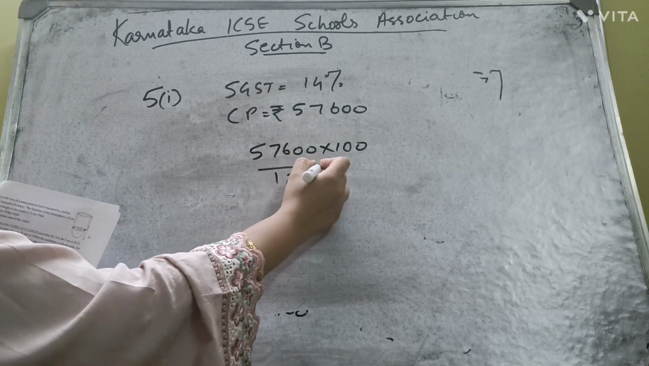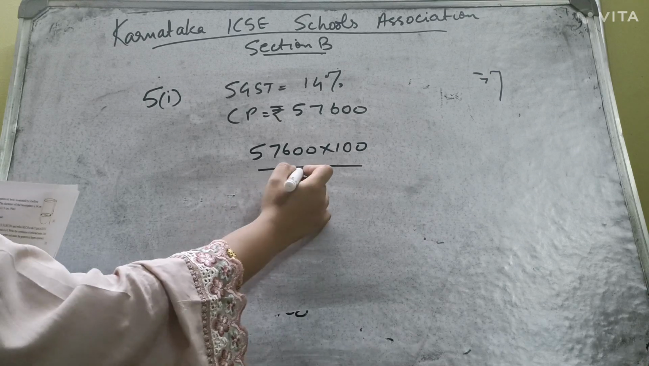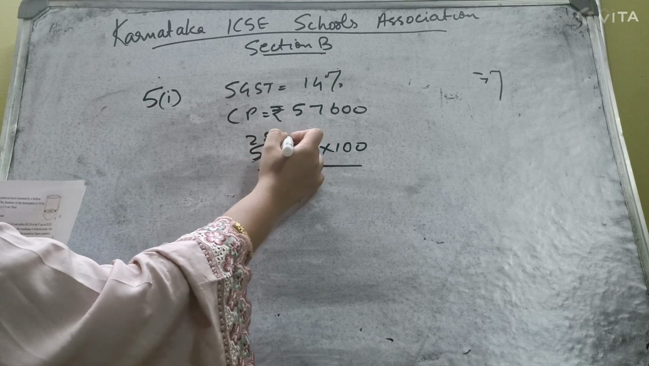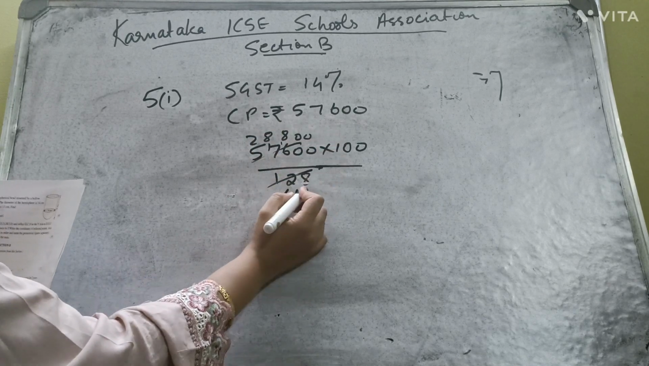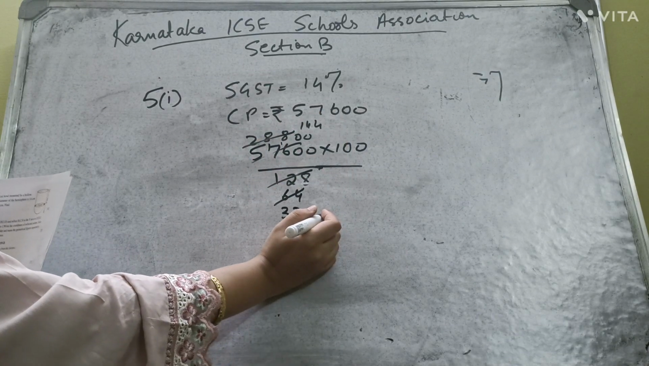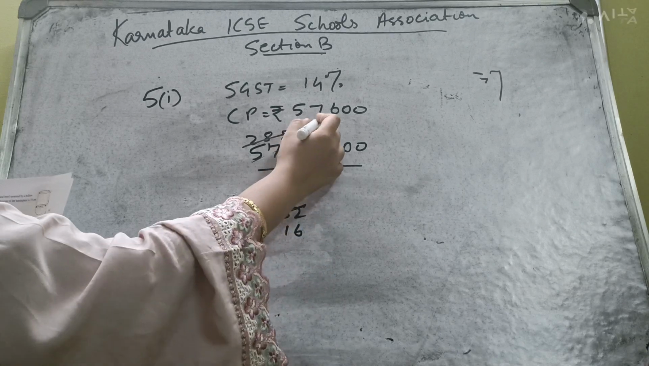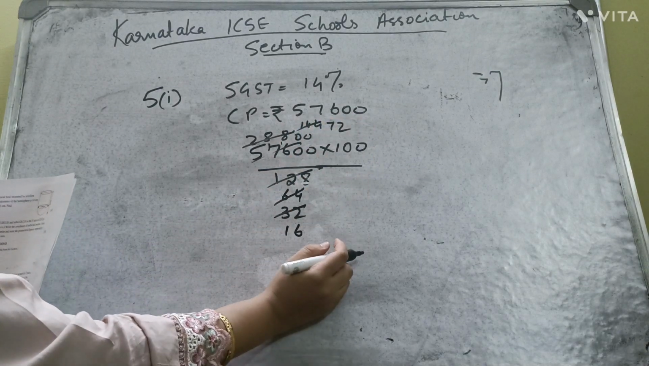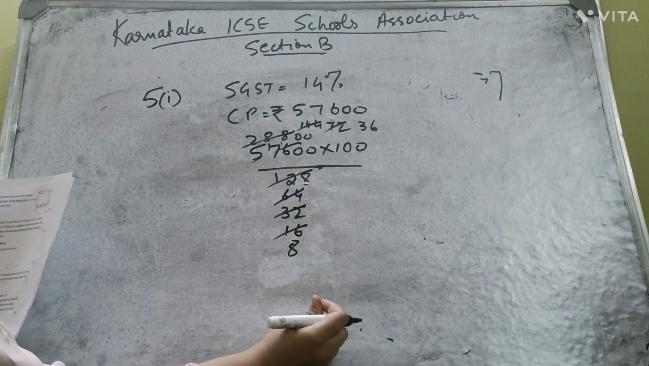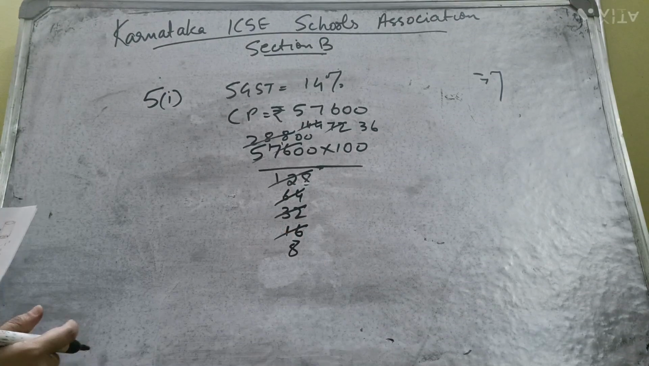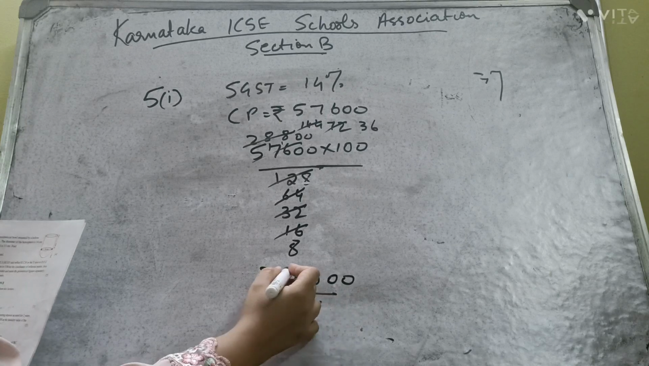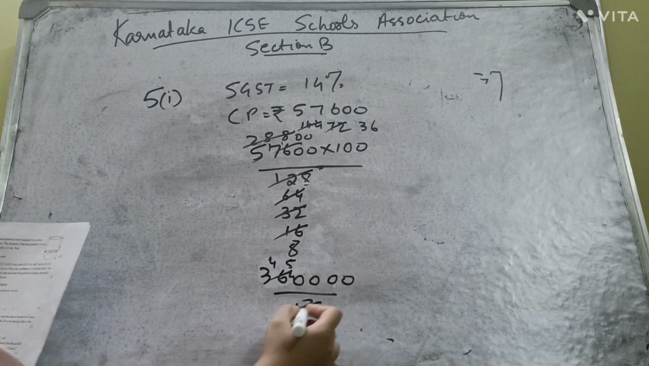into 100 by 128. 2 8s are 16, 2 8s are 16, we have 00. 2 3s are 6, 2 2s are 4, 2 1s are 2, 6 are... 3600 by 8. So 8 1s are 8, 8 4s are 32, 4 5.